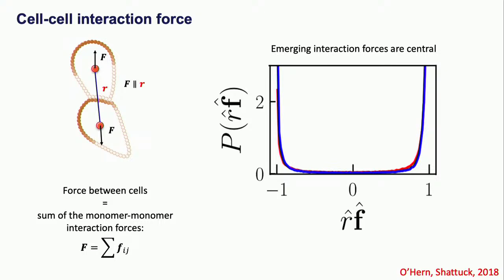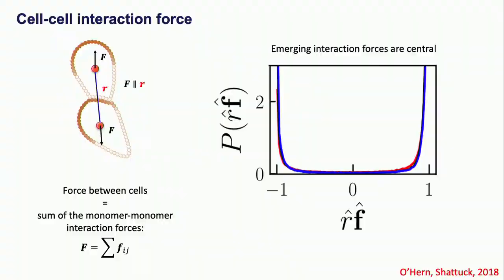And then you can think, okay, what is this force with respect to the line that is connecting the centers of masses? And if you study the scalar product, you find that it is essentially peaked at 1, -1, meaning that either you have forces that are parallel to the direction of separation or anti-parallel. So essentially, to a good approximation, you don't have frictional forces, which is similar to what has been reported by Corey.